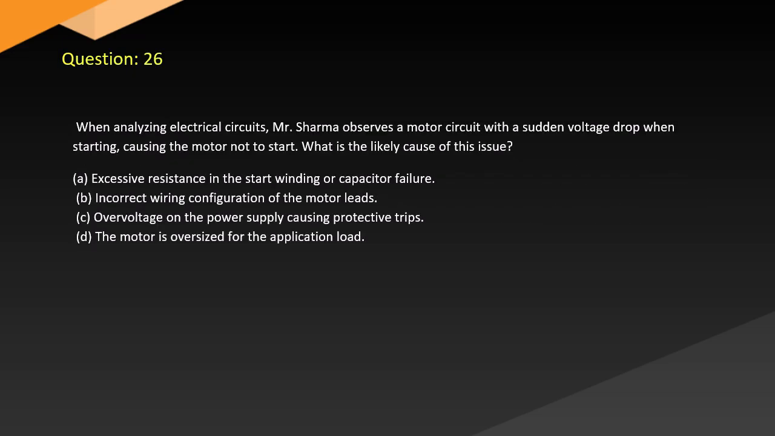Question 26. When analyzing electrical circuits, Sister Sharma observes a motor circuit with a sudden voltage drop when starting, causing the motor not to start. What is the likely cause of this issue? A. Excessive resistance in the start winding or capacitor failure. B. Incorrect wiring configuration of the motor leads. C. Overvoltage on the power supply causing protective trips. D. The motor is oversized for the application load.